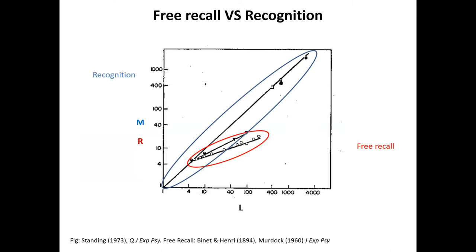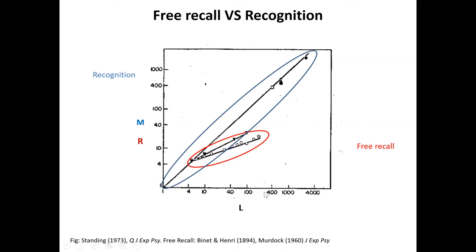Even though the number of words that you can recall is growing on average, so there is no sharp limit. It's not like a working memory limit, which is just a single number. There is no single number, but the number is increasing slowly with the number of words in the list. So these are some compilation of very old results.